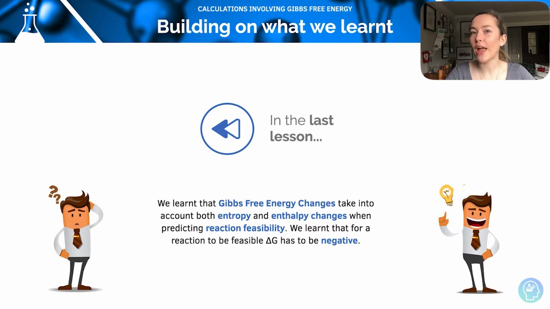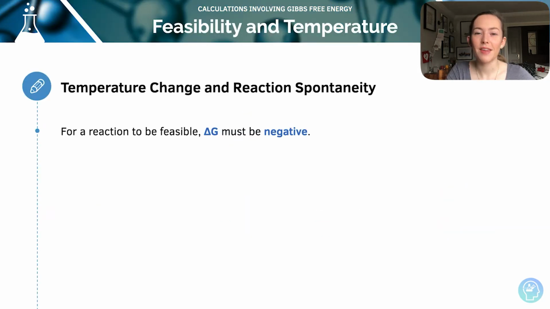So we learned that for a reaction to be feasible, the Gibbs free energy change value has to be negative. In this lesson, we're going to look at calculations involving these values and how we can use temperature to predict the feasibility, and also how we can use Gibbs free energy to work out the equilibrium constant of a reversible reaction. For a reaction to take place, the Gibbs free energy change needs to have a negative value. Temperature change can absolutely affect the feasibility of a reaction.